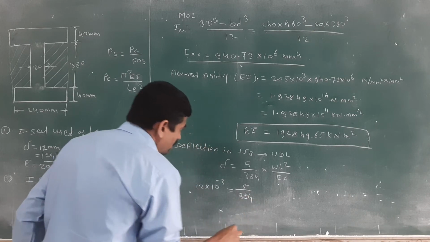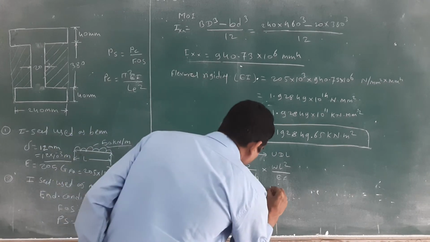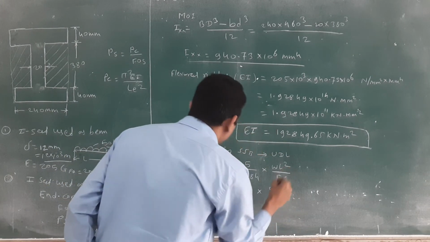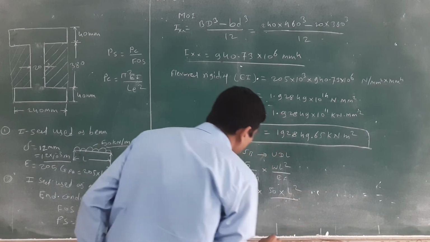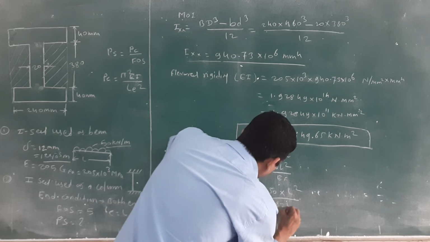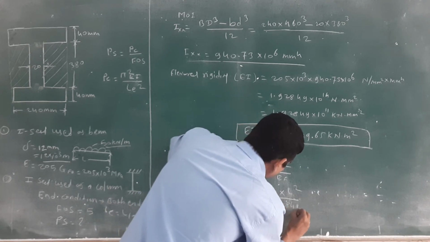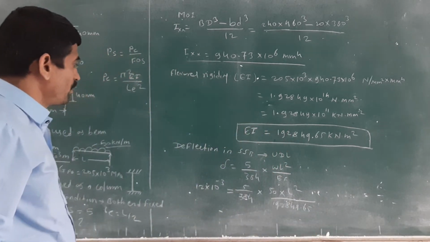5 by 384 into, what is the value of W? 50 is there. Into, what is the value of L? We don't know the L value. We want to find it out. What is the value of EI? 192849.65 kilonewton per meter square.